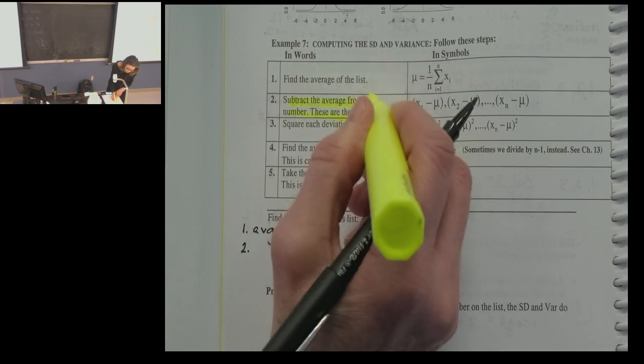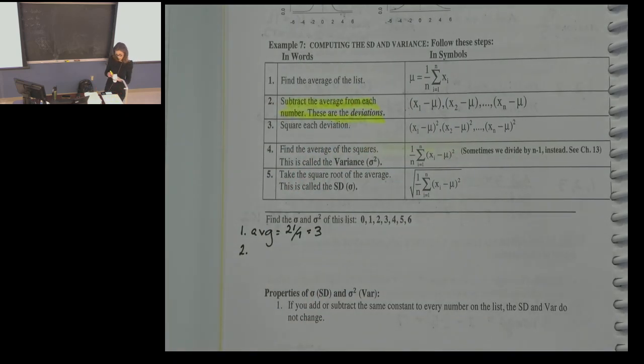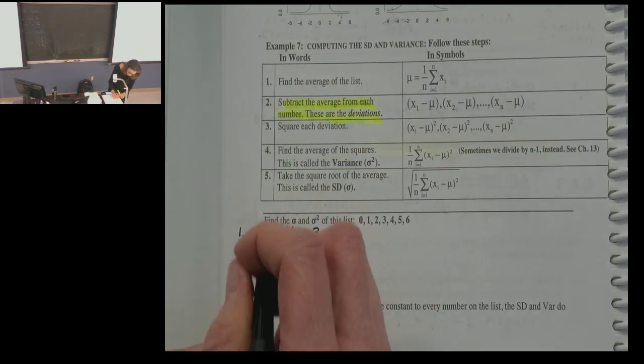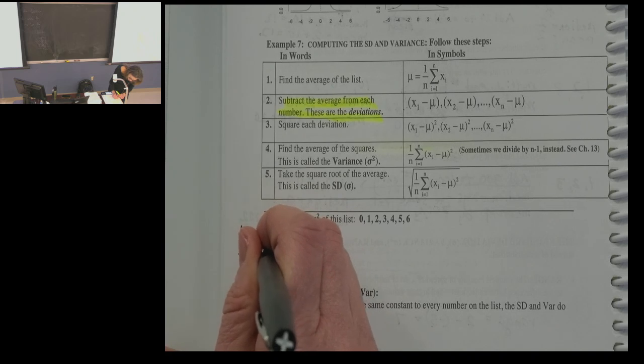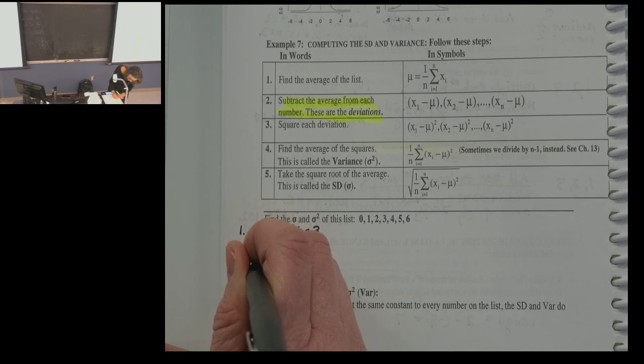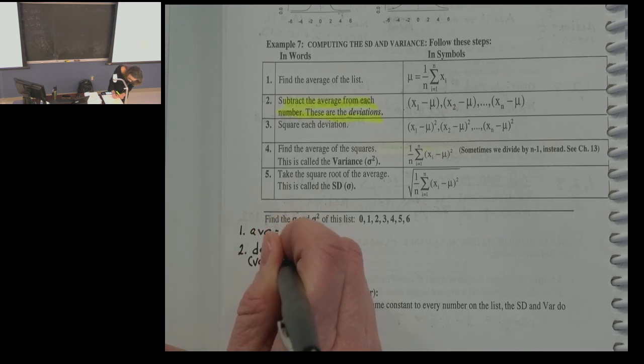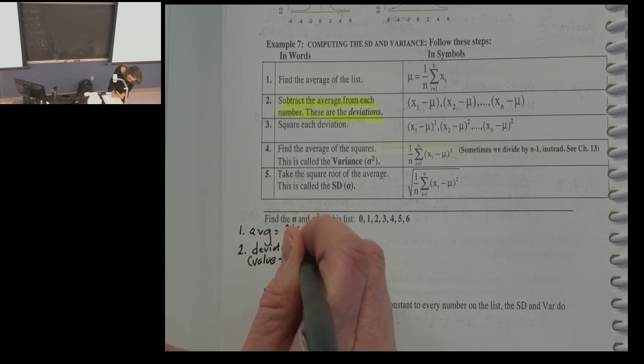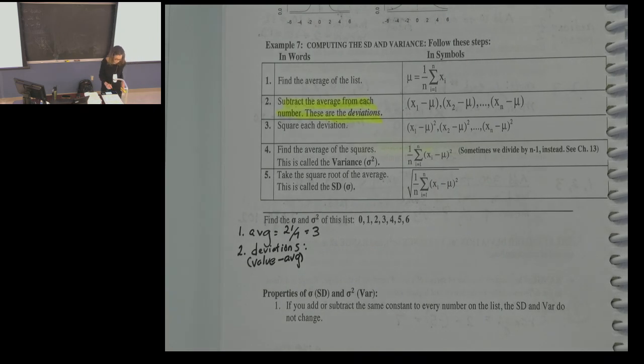That's what a deviation is, okay? Subtracting the average from each number. So let's get those deviations. You can think of it as the value minus the average. Okay, so let's do that for each one.